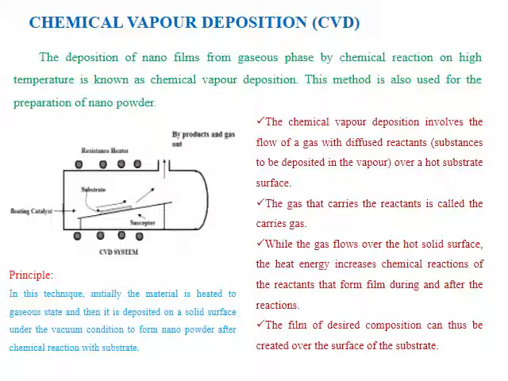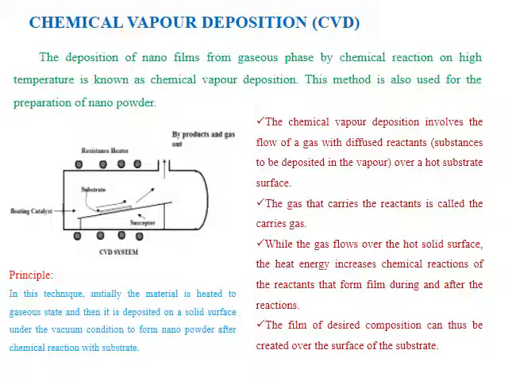Here the evaporated or vapor form of raw material will be produced by chemical means. That's why this method is considered to be chemical vapor deposition. Here chemical vapor deposition involves the flow of gas with diffused reactant, that is the substance to be deposited, in the vapor over a hot substrate surface. The gas that carries the reactants is called the carrier gas. While the gas flows over the hot solid surface, the heat energy increases chemical reactions of reactants that form film during and after the reactions. The film of desired composition can thus be created over the surface of the substrate.